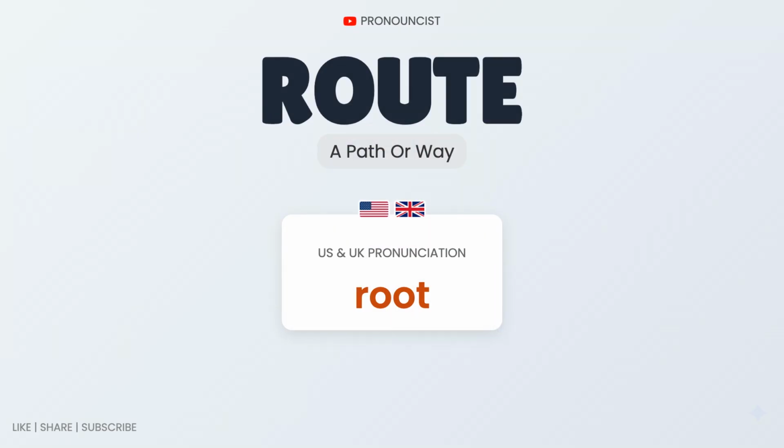Today we will learn how to pronounce the word shown on the screen, root. Both US and UK have the same pronunciation of this word. Say root with a long oo sound. Keep it smooth and clear. Root.